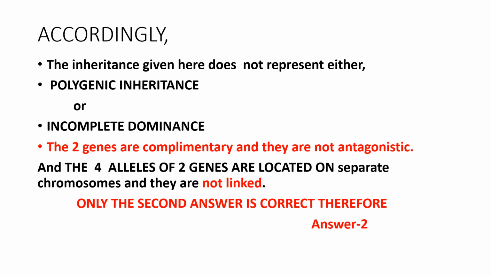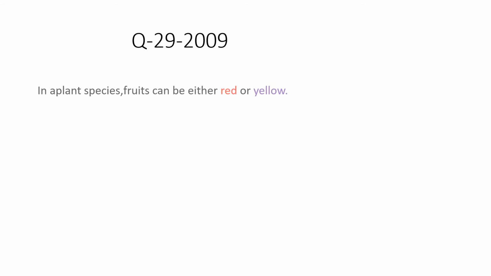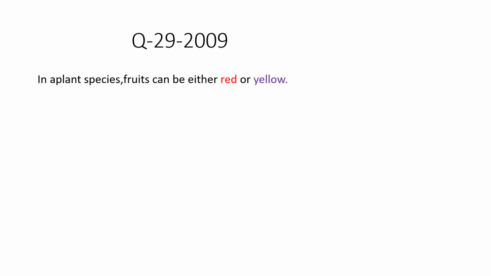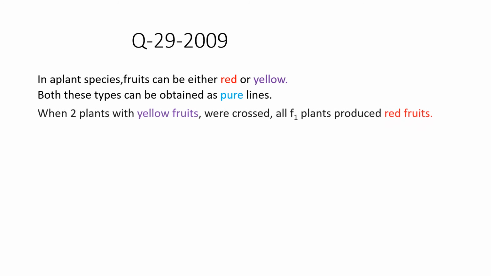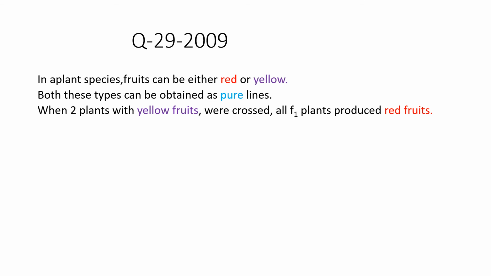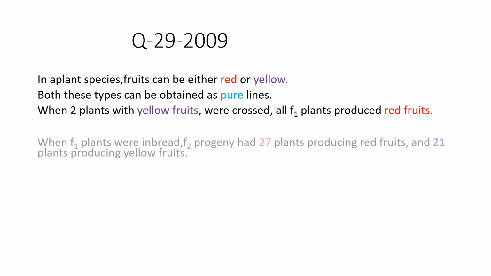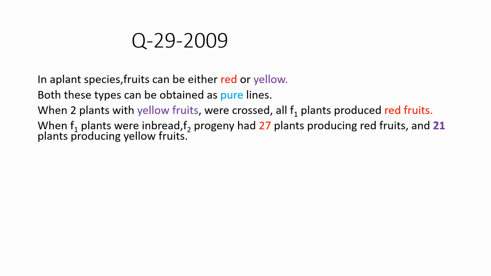Let's do another question related to epistasis, to enhance the experience. Question 29, 2009. In a plant species, fruits can be either red or yellow. Both these types can be obtained as pure lines. When 2 plants with yellow fruits were crossed, all F1 plants produced red fruits. When F1 plants were inbred, the F2 progeny had 27 plants producing red fruits and 21 plants producing yellow fruits.